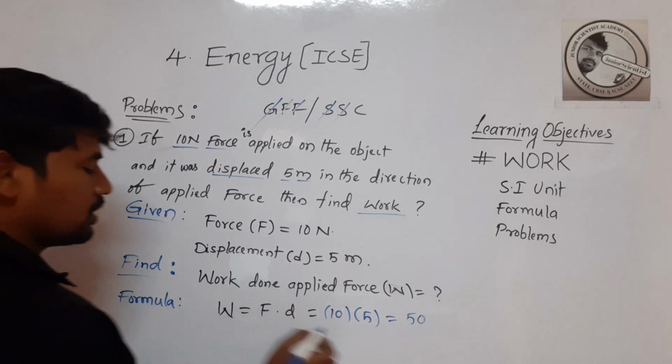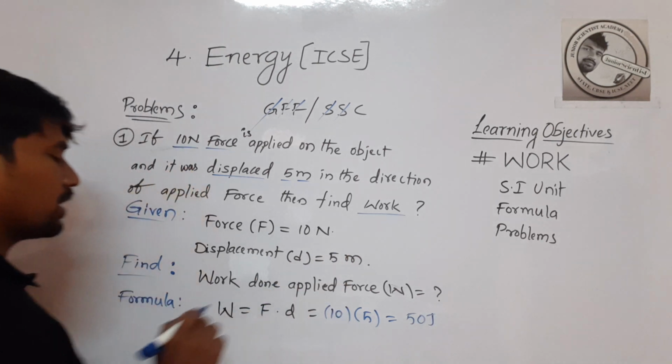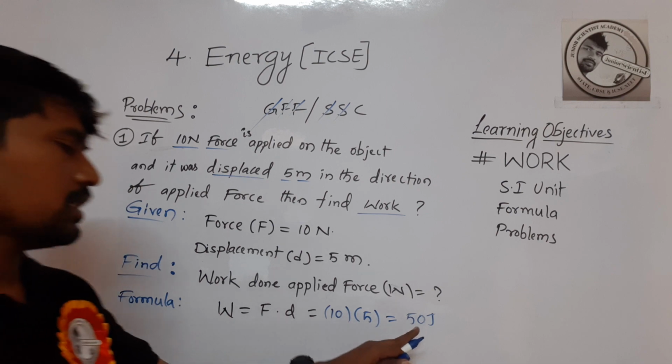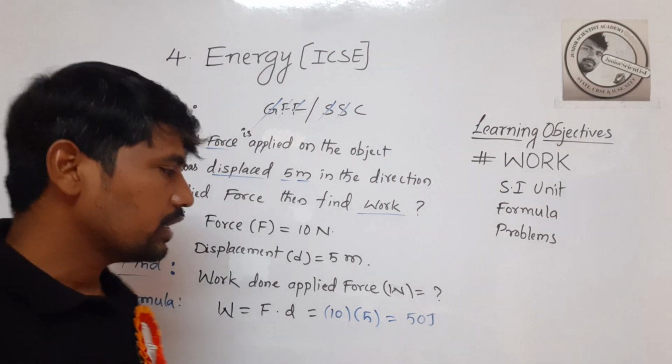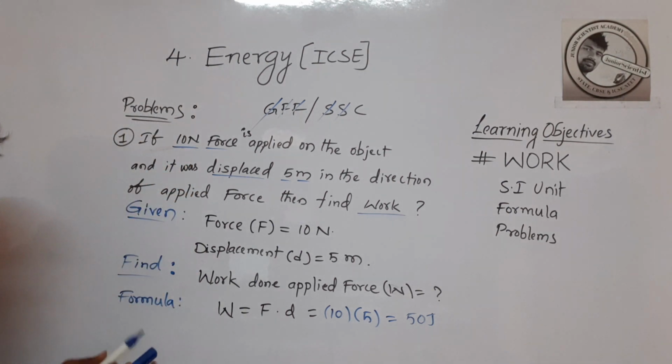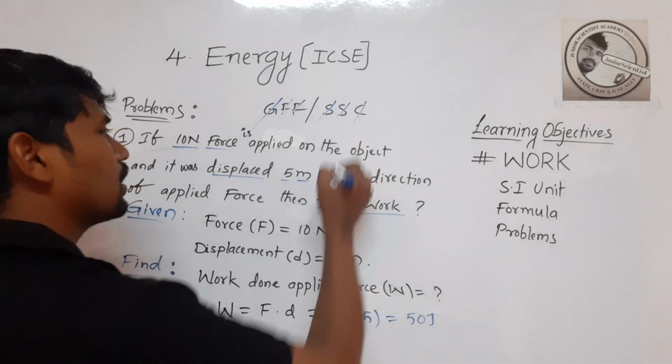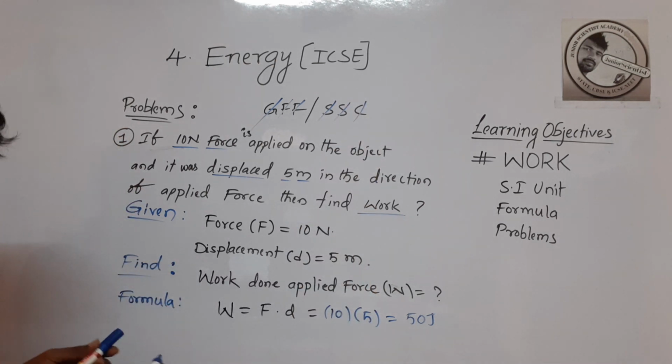What is the SI unit of work? SI unit of work is joule. So we can write the SI unit is joule. 50 joule work has been done. Next, C means what? Conclusion. We have to write the conclusion.